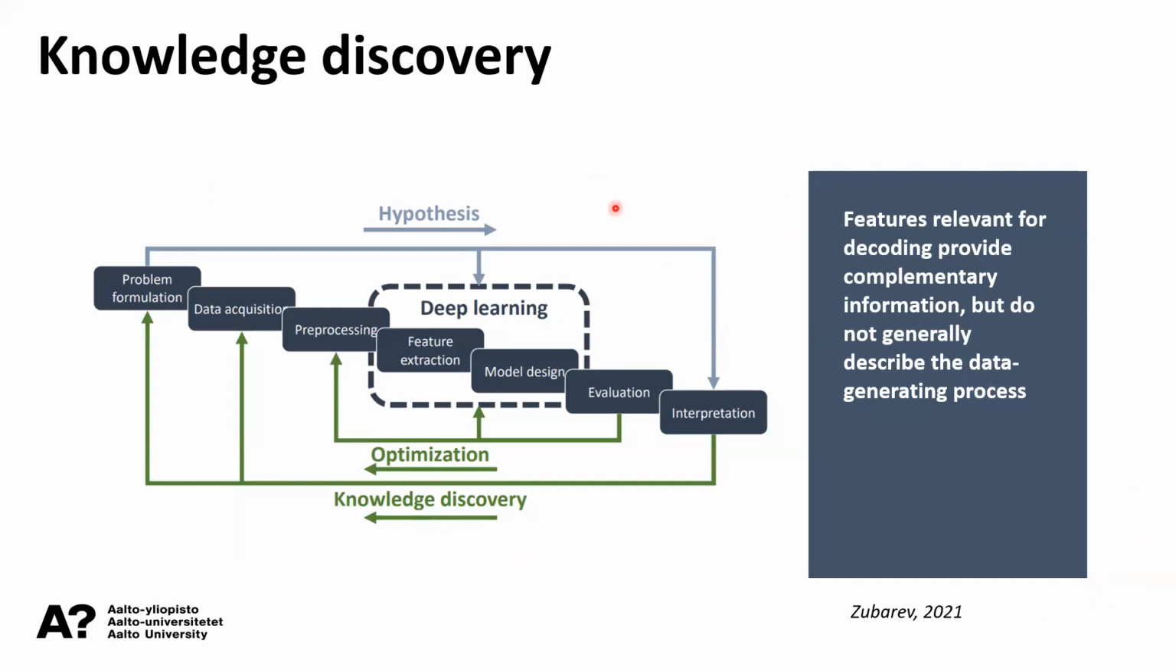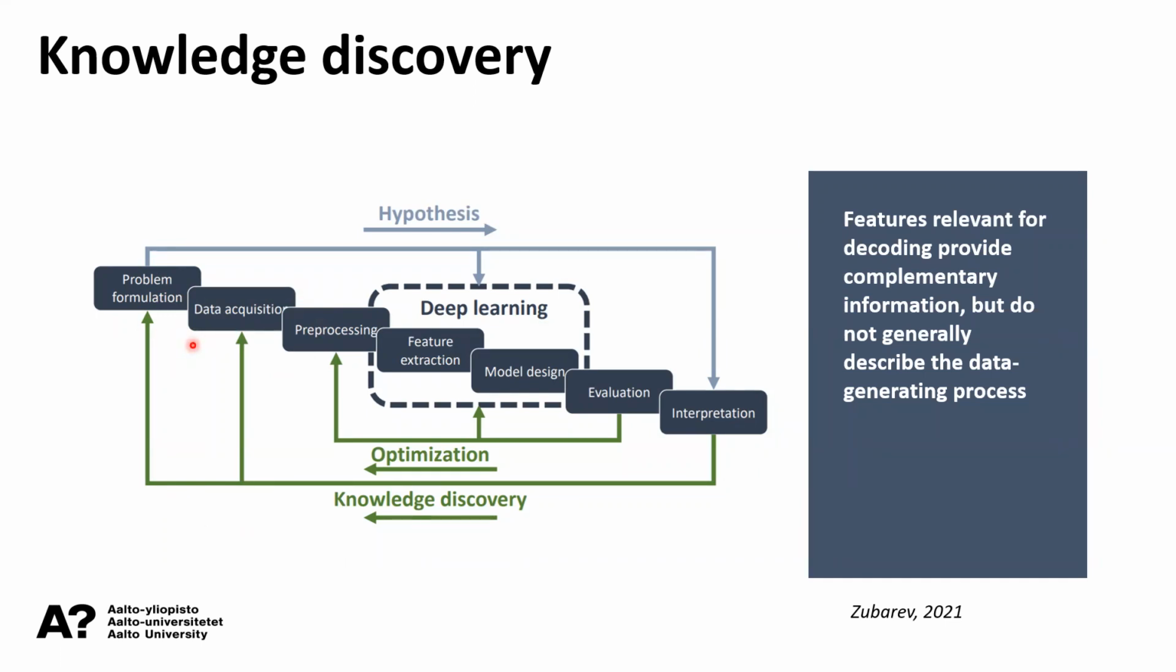What we're actually interested in is that we have some hypothesis about how the brain works. We formulate the problem, we design the experiment and plan how to measure what we are interested in. Then we apply all kinds of pre-processing. We extract features and design a model to decode it. And the nice thing about deep learning is that you can combine feature extraction and model design into the same framework. We come up with some sort of results, whether it's prediction accuracy or some other fancier metric, but without interpreting what kind of patterns our model bases its prediction on, we cannot formulate a better problem or plan a better data acquisition.